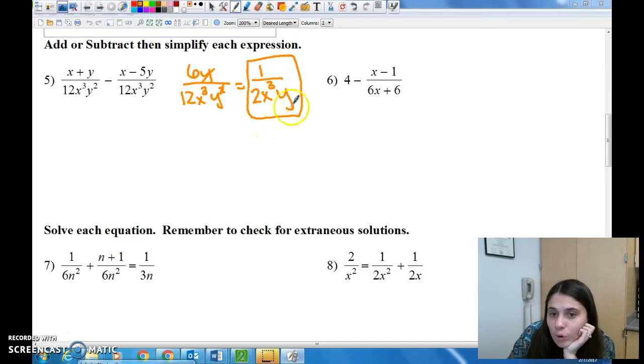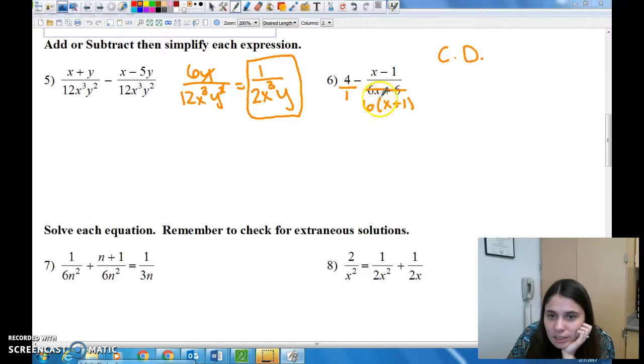Number 6 looks a little bit more complicated because my denominators aren't the same. So I'm going to go ahead and put this over 1 to remind myself that there is still a denominator here. And I got to find a common denominator. And in order to do that, I have to include everything from these denominators. So I have a 1, and then this 6x plus 6, I can factor out a 6, and I'm left with 6 times x plus 1.